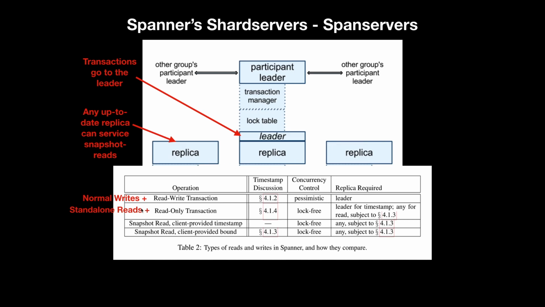And so normal writes, which are writes that only affect one shard group, are also implemented as read-write transactions, but just to one shard group. And standalone reads, which are not snapshot reads, they ask for the most up-to-date data, are implemented as read-only transactions, but they're still performant because they don't require any concurrency control.